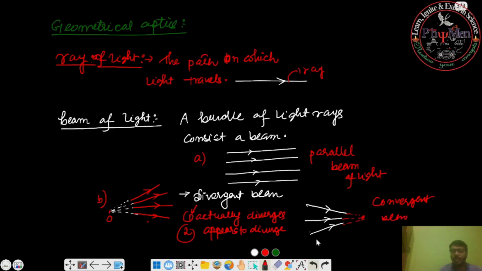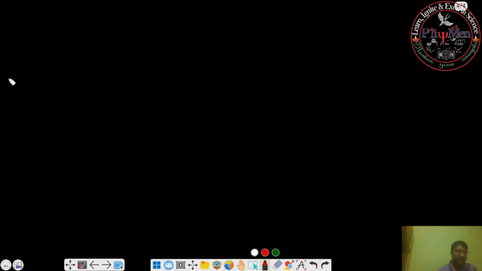Here also sometimes it may actually converge, or sometimes it may appear to converge, okay, to a particular point. Appears to converge. Got it? So these are some simple definitions before studying the geometrical optics. Okay. So now we'll define the next one, that is the object and the image.